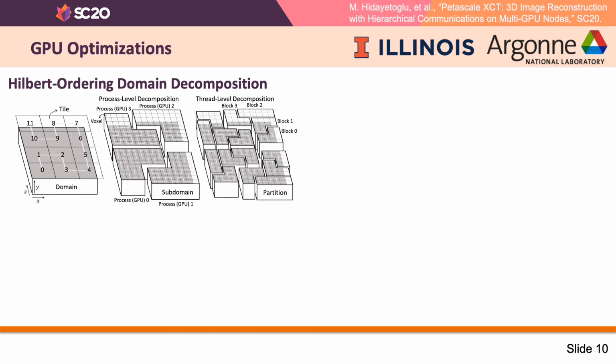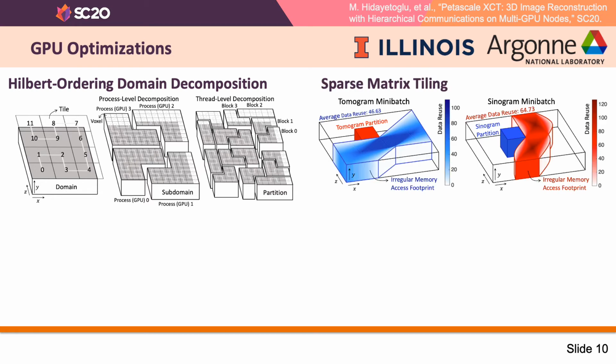With the reordering, the partitioning is obtained simply by dividing the consecutive data equally across GPUs and then across thread blocks. Here, each thread block operates on a 3D partition. For sparse matrix tiling, we inspect memory access patterns, which is governed by the X-ray propagation geometry, and then build the data structures that map GPU global memory to on-chip shared memory. We do this in the pre-processing stage by coloring the access footprint of each thread block.